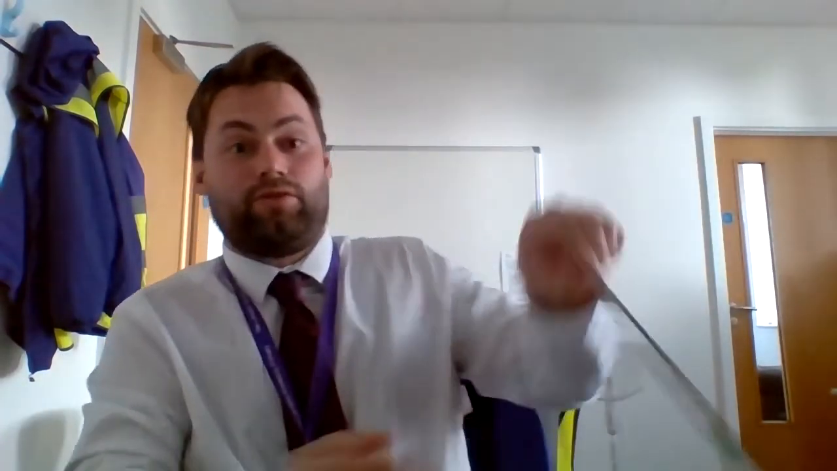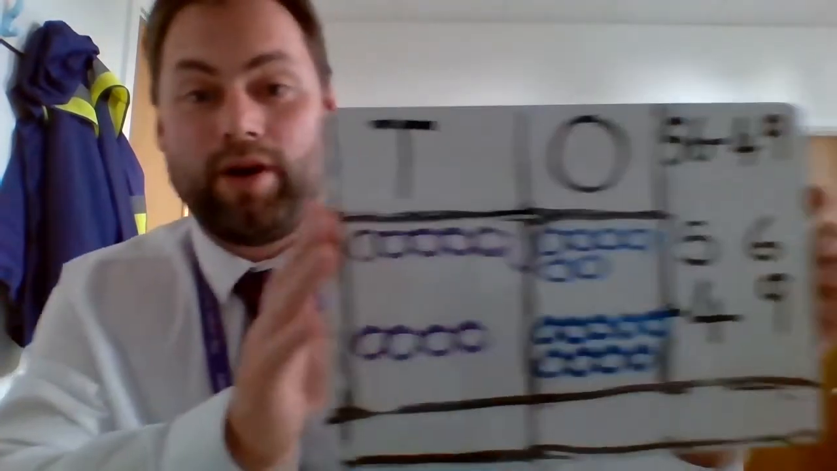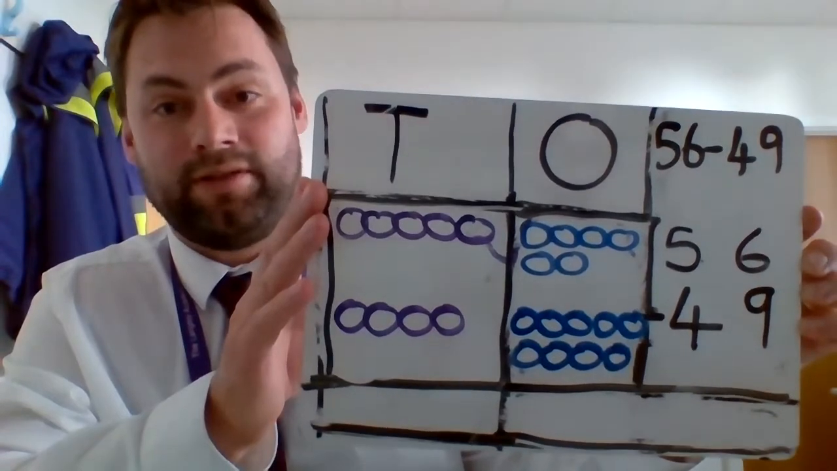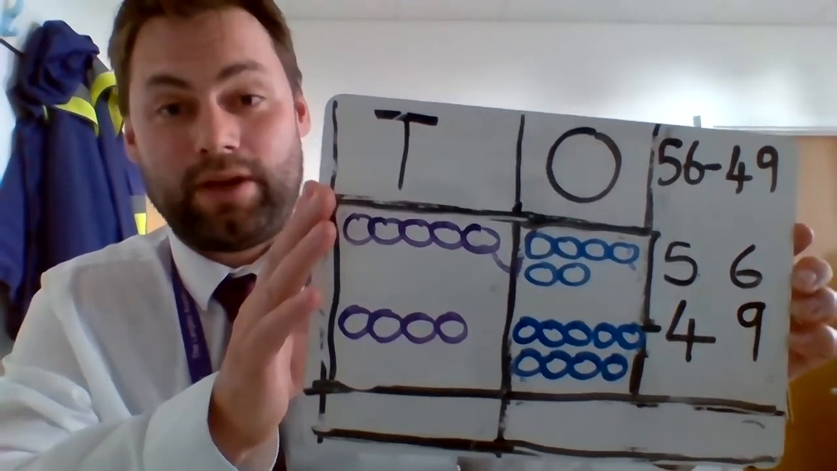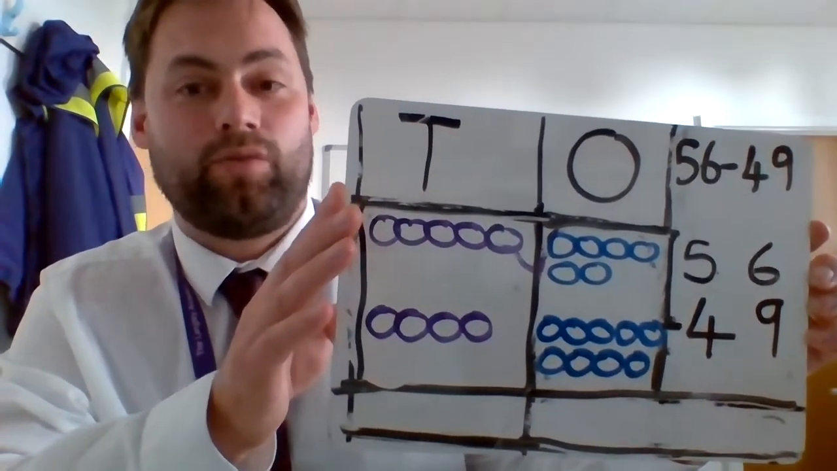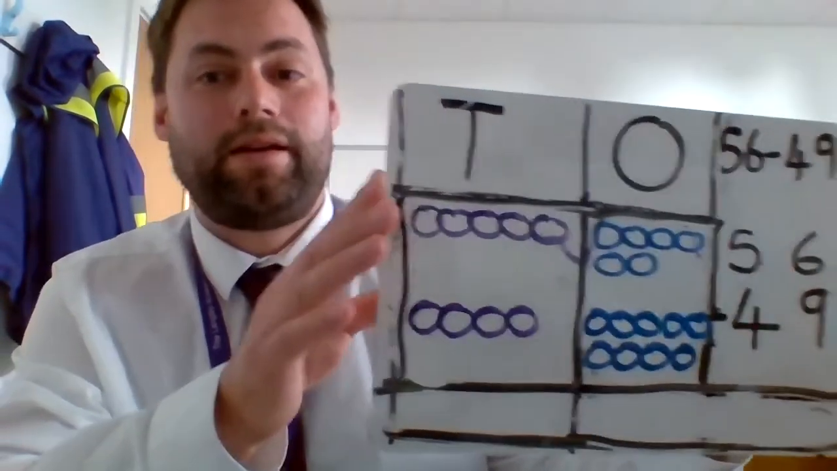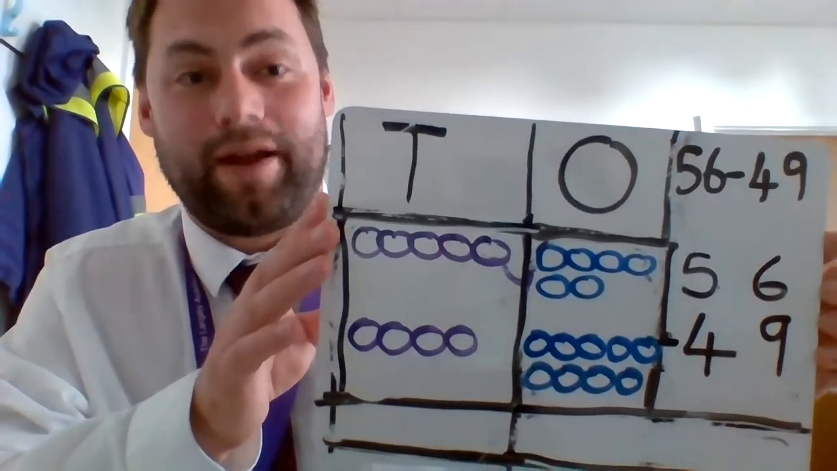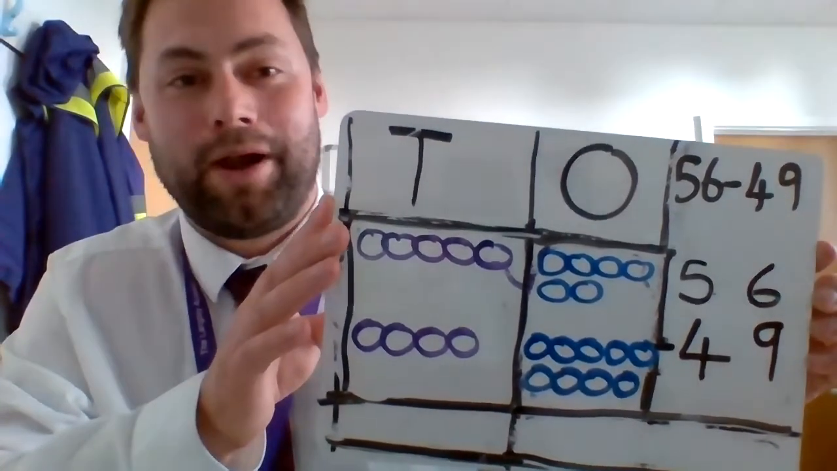Okay, so here's your problem that I want you to try and work out. Okay, it's 56 take away 49. Can you see where you need to exchange? Can you do the exchange? And then can you work out the answer? I'm not going to give you the answer for this one. I'm going to write this question down so I've got it in my notebook.